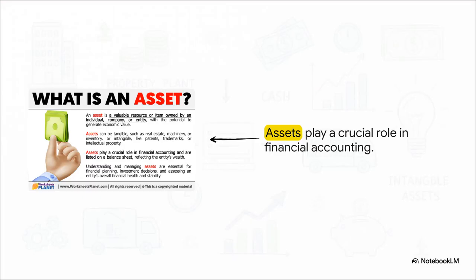Assets represent the true wealth of an entity on the balance sheet. And remember, they don't just have to be physical things you can actually touch, like a stack of cash, real estate, or warehouse machinery. They can also be completely intangible things, like patents, trademarks, or intellectual property. Honestly, whether you can hold it in your hand or not, if it generates economic value and you own it, it is an asset for sure.